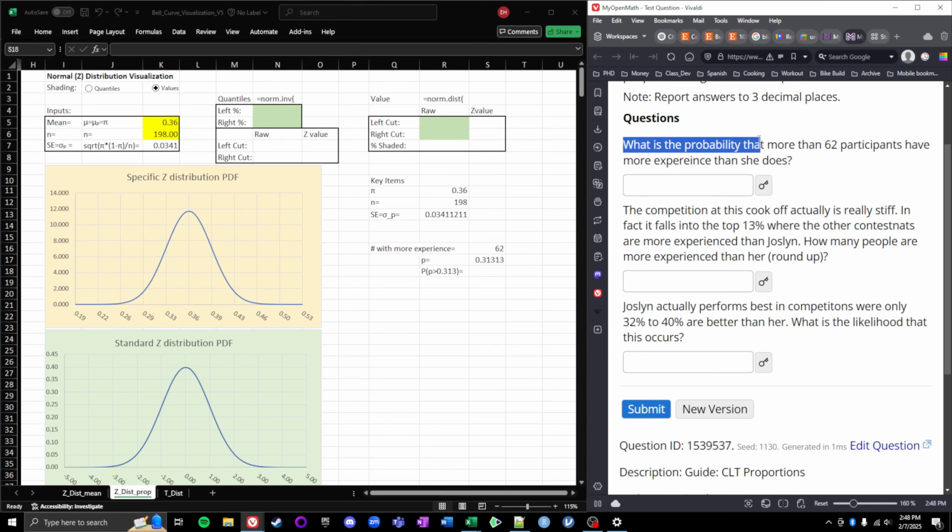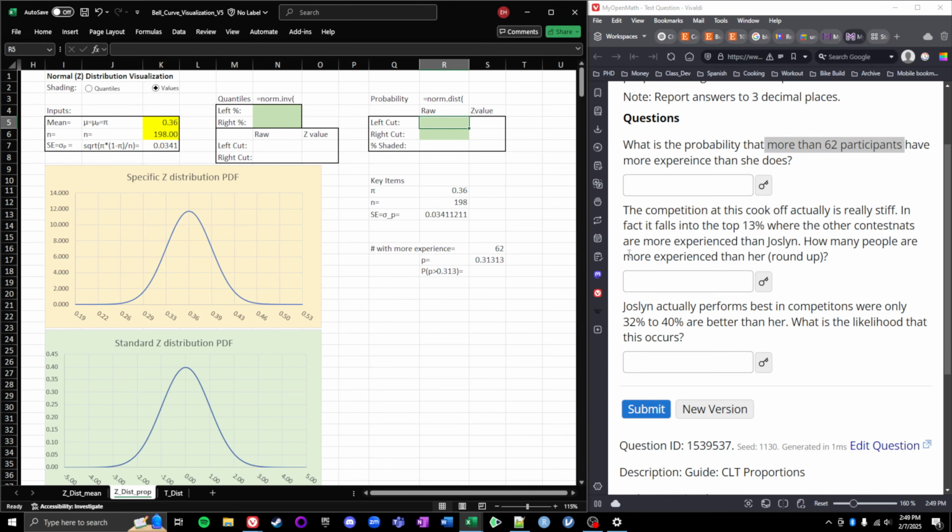So up here in this question, notice that it says, what is the probability? Remember over here, instead of value, let's change this to probability. When it's asking for probability, we are using this stuff where it's giving us this critical point. And it's saying that the critical point for this one is 0.13. But we have to decide, is this from a left cut or a right cut? Notice that it says, what's the probability that more than 62 participants have more experience than she does? So we want to shade the area to the right.